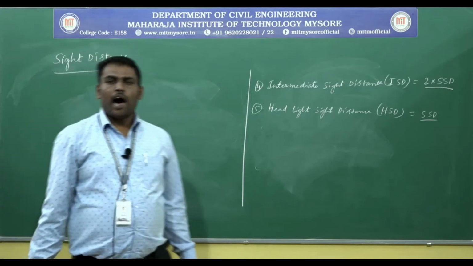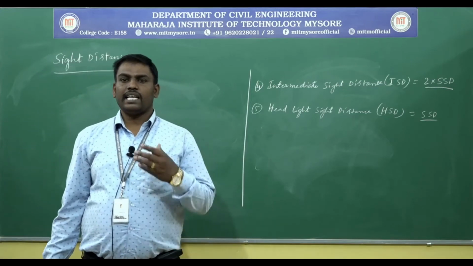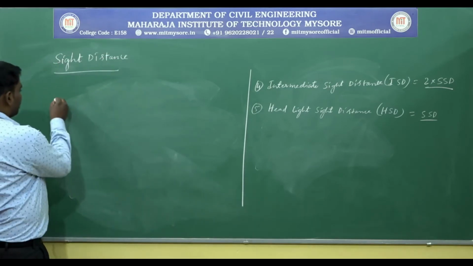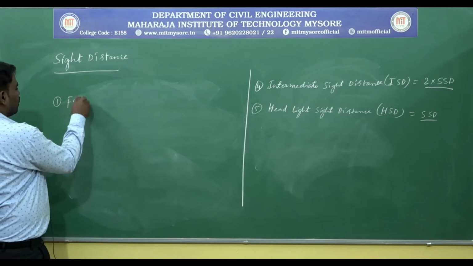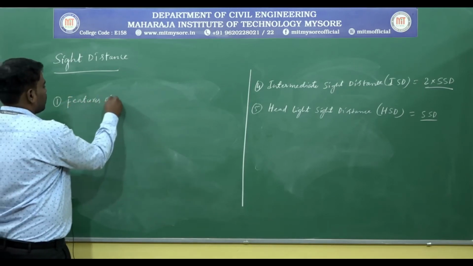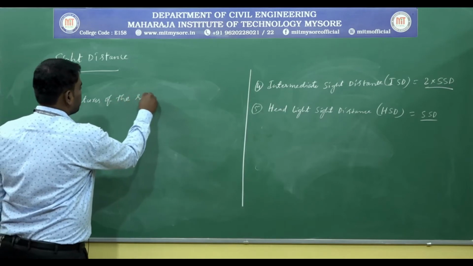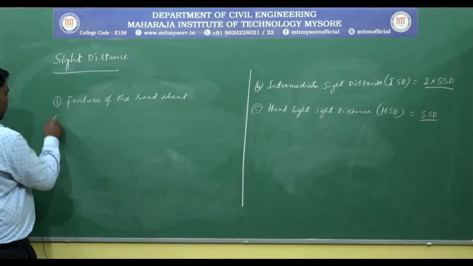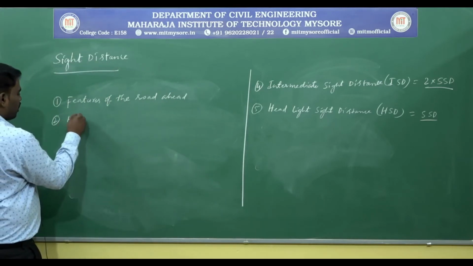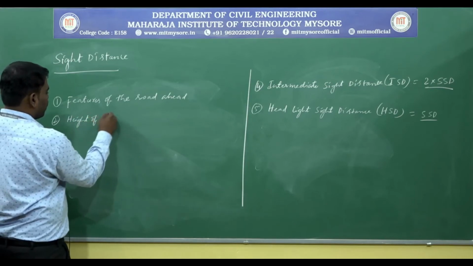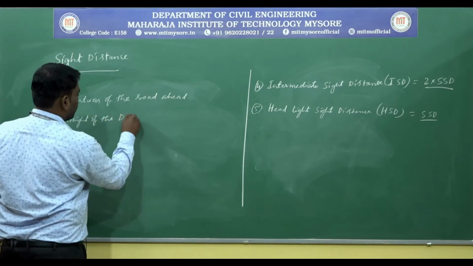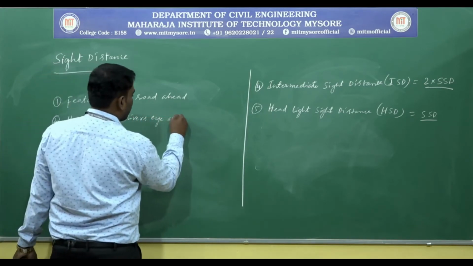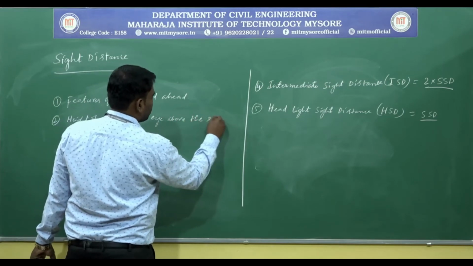The sight distance available for a driver at any instant of time depends on 3 factors. The first one is the features of the road ahead, and the second one is the height of the driver's eye above the road surface.